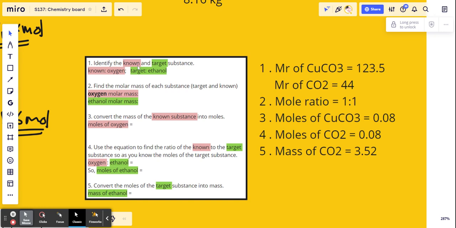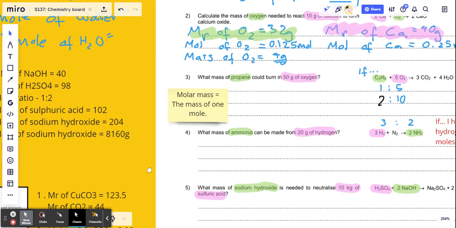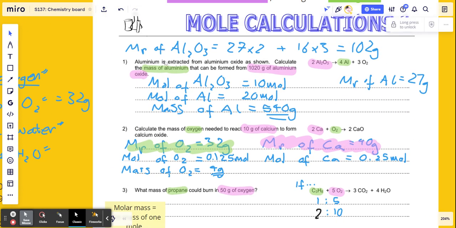You look at an equation or a question, and you'll have a known substance and a target substance. So, for example, in question one over here, we have aluminium is extracted from aluminium oxide as shown. Calculate the mass of aluminium that can be formed. So we want to know the mass of the aluminium. That's the target substance, from 1,020 grams of aluminium oxide. So that is the known substance.